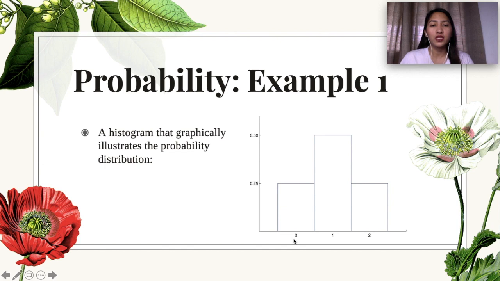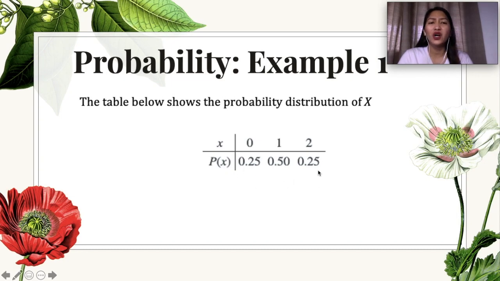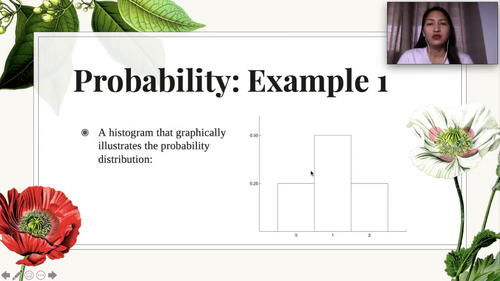So, you will just put here the possible values of x, so 0, 1, and 2, and then the probability here at your y-axis. On your x-axis, the possible values of x, while on your y-axis is your probability. So, if x is 0, you have 0.25. If x is 1, then you have 0.50. If x is 2, then you have 0.25. If you add all of this, the sum should be 1.